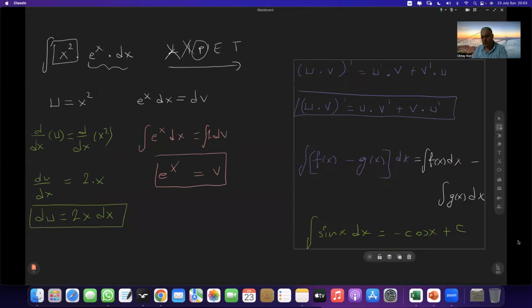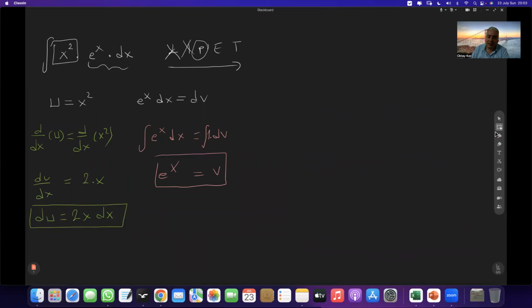And then if I remember my formula, so let me clean this part. How was the integration by parts? We said that the integral of u times dv is equal to u times v minus the integral of v times du. So in my question, what is u? It is x squared. What is v? It is e to the power of x. Minus v, which is e to the power of x, times du. So what is du here? We just said it. du is 2x dx.